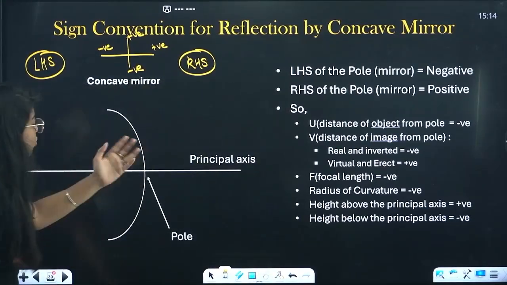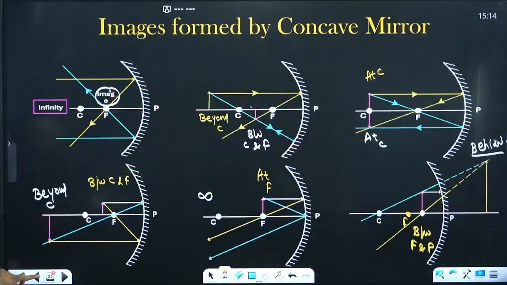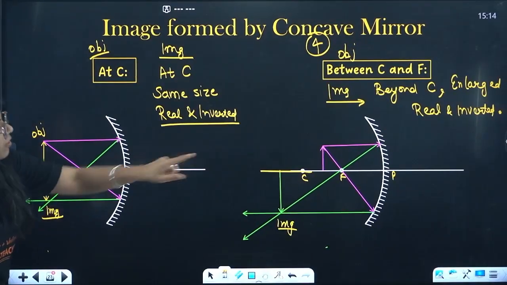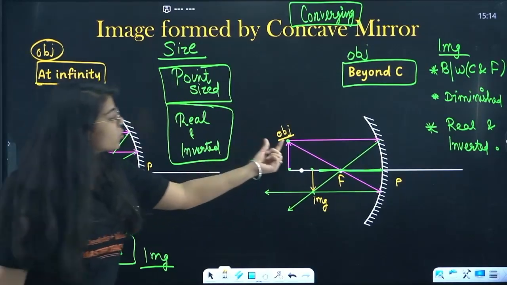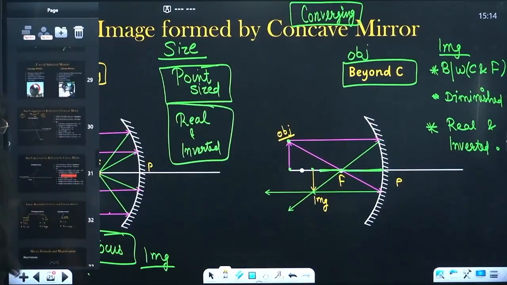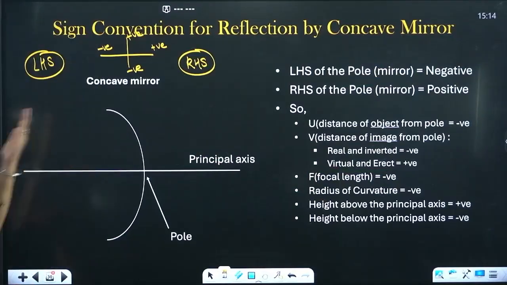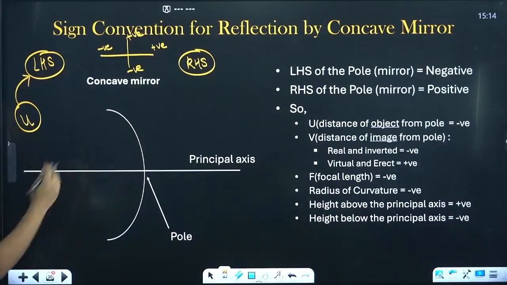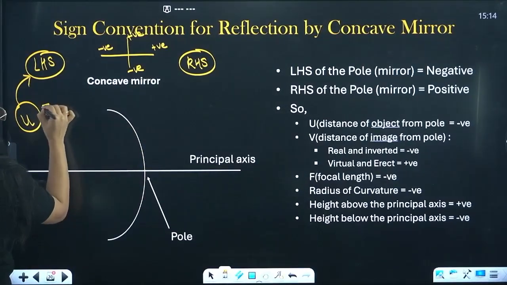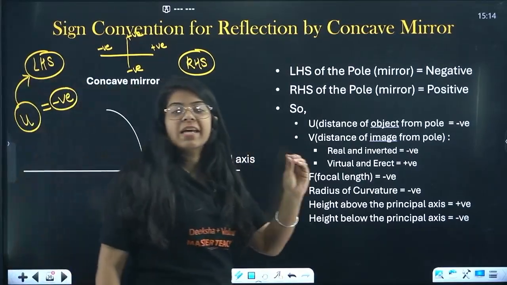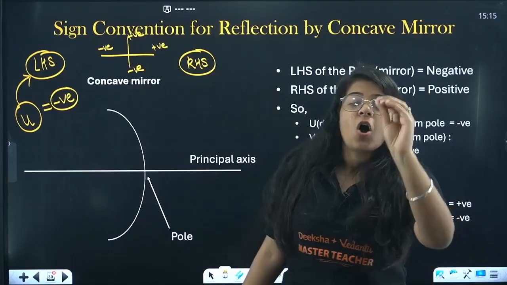So we always took u. If you see, we always took the object on the left hand side of the mirror. Look at the object. We always took the object on the left hand side of the mirror, right? That means the object distance will always be on the left hand side of the mirror, and since it is on the left hand side, it will always be negative. So u will always have a negative sign.